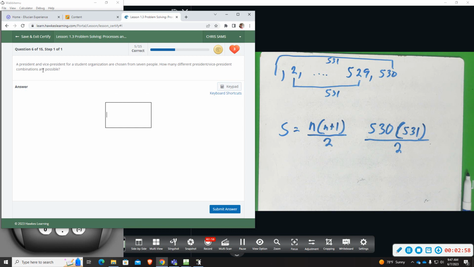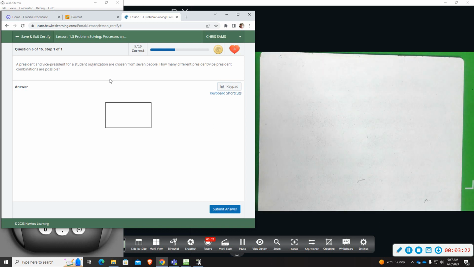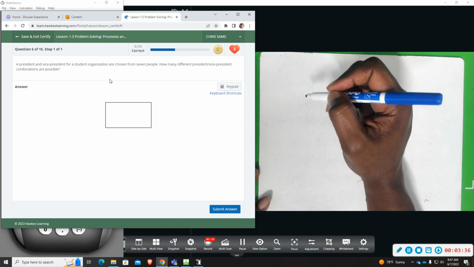Number 6, a president, vice president, and a student. A president and vice president for a student organization are chosen from 7 people. How many different president/vice president combinations are possible? So I'm not sure of the method that the system uses to solve this, but I will show you a formula that you can use to solve this.